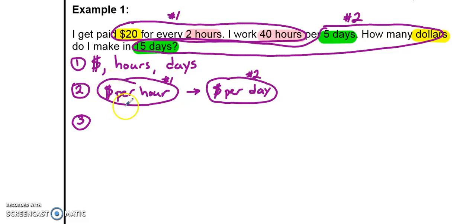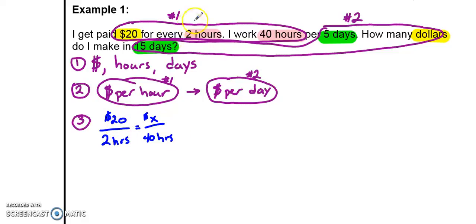So let's start with the first step, writing a proportion for dollars per hour. Now the problem says I get paid $20 for every 2 hours, and we need to find out how much money you'd make after 40 hours. So my proportion would look like this: $20 per 2 hours. And that must be equal to some amount of money. Again, I'm using my units here, dollar symbols and hours, for every 40 hours.